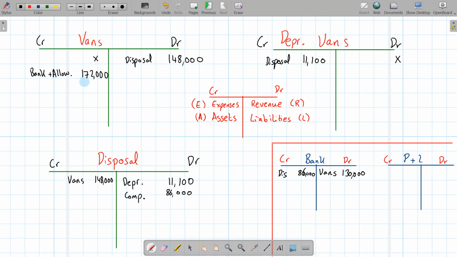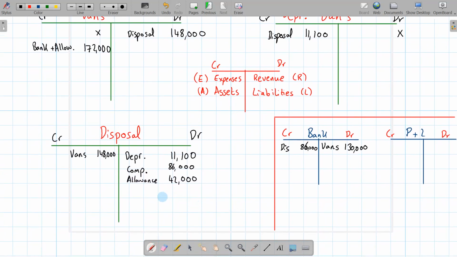And that's the amount that needs to go in. No matter how much we paid for it, we only paid 130,000, but the value of the van is 172,000. So we can't understate the cost of the asset or the value of the asset at the very, very beginning. 172,000 is what it's worth. Now, the allowance bit of 42,000 will double entry into our disposal. Okay. Now we have it fully done.